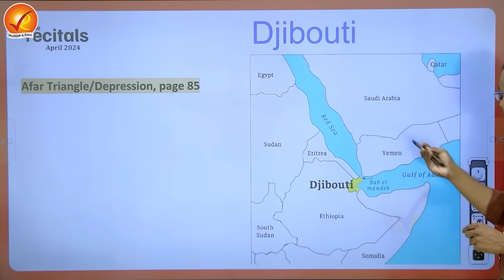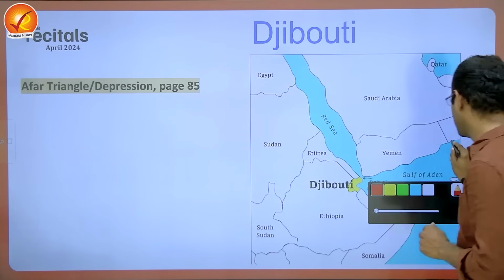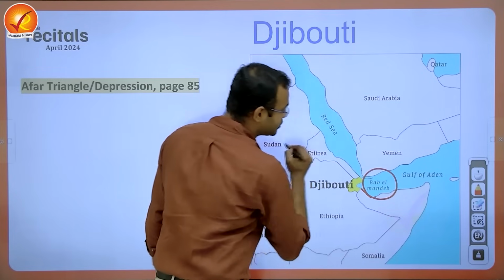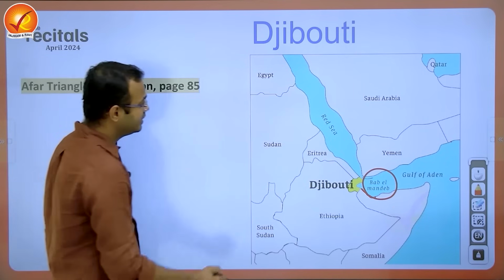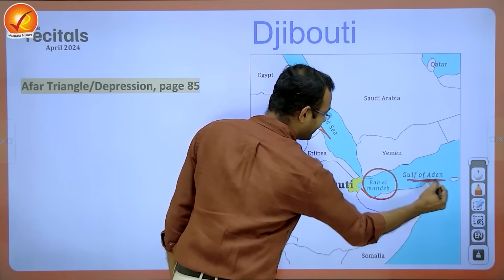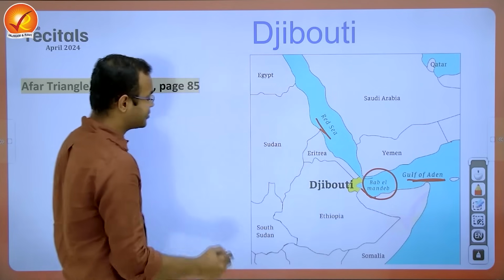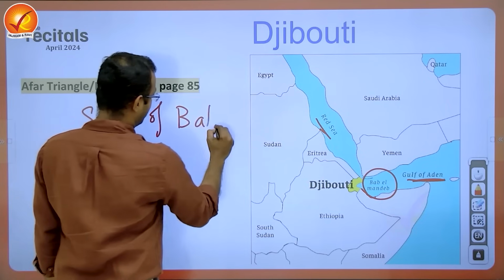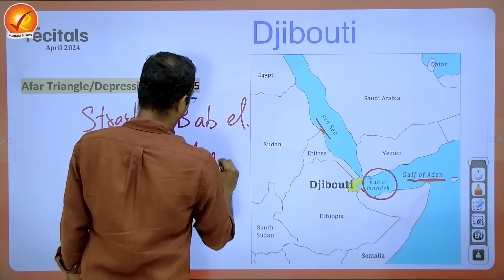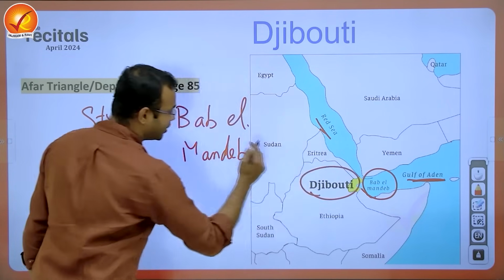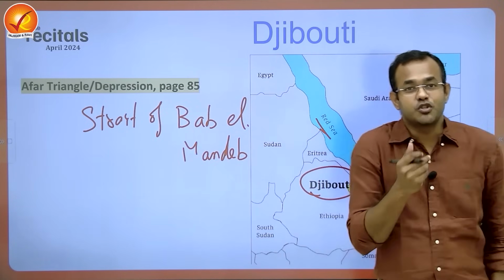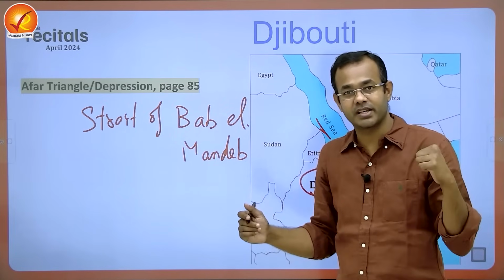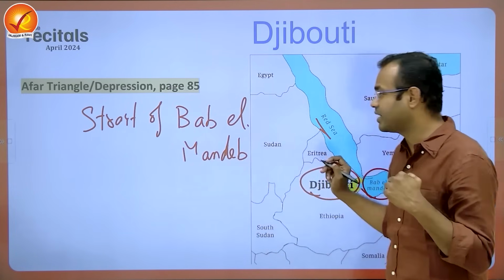Moving on to the next, it is Djibouti. If you look at the country Djibouti, with Eritrea and the surrounding regions, you will be able to see the most important strait present. We know the Red Sea is available, and the Gulf of Aden will be there. Both are connected by a strait called the Strait of Bab el-Mandeb, which adjoins Djibouti. It is a choke point, the most important place within the international sea route through the Suez Canal reaching the Indian Ocean regions.